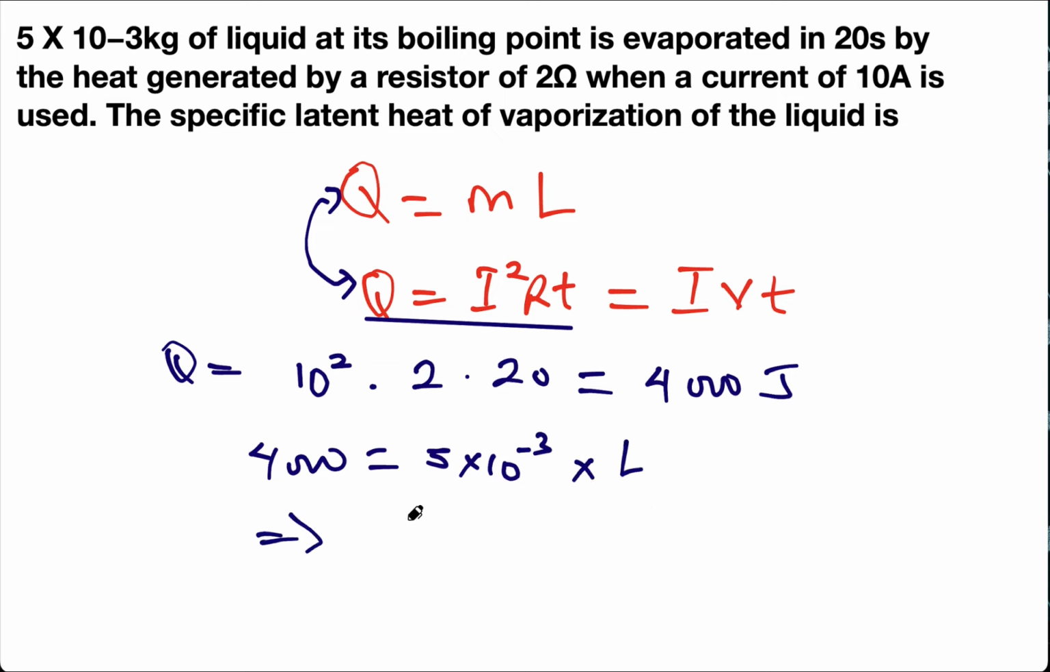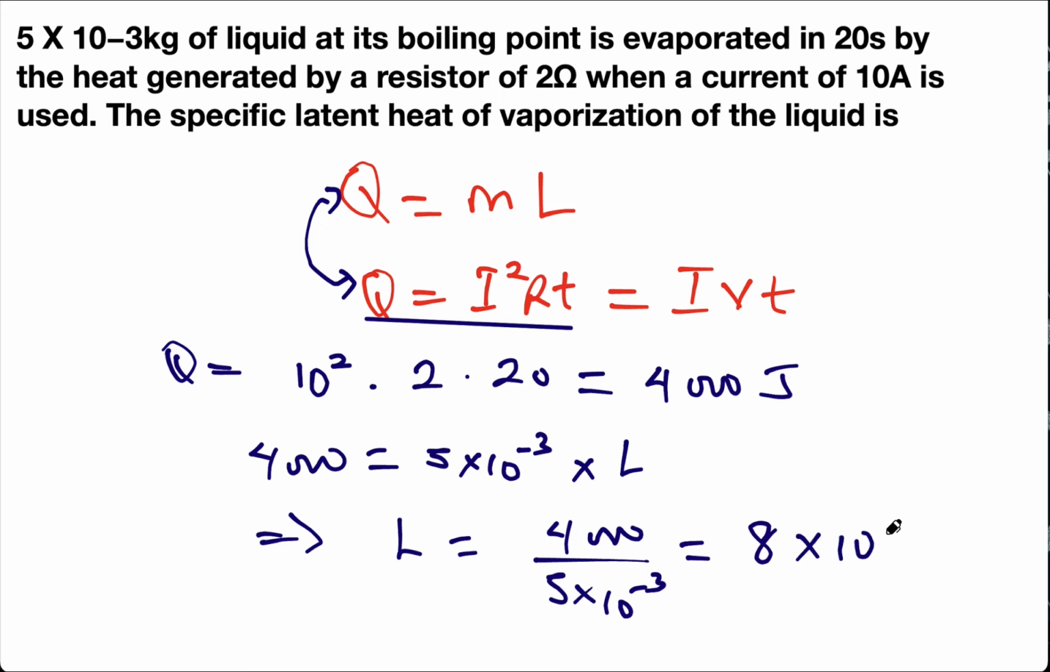And what are we solving for? We are solving for the specific latent heat, which is 4,000 divided by 5 times 10 to the negative 3. If we do this very well, we have 4 divided by 5, so approximately we'll have 8 times 10 to the power of 5 joules per kilogram, and that would be the specific latent heat of vaporization.